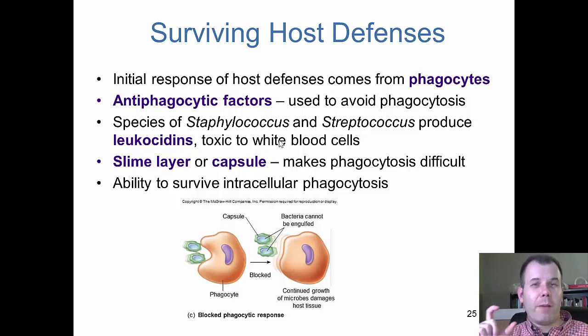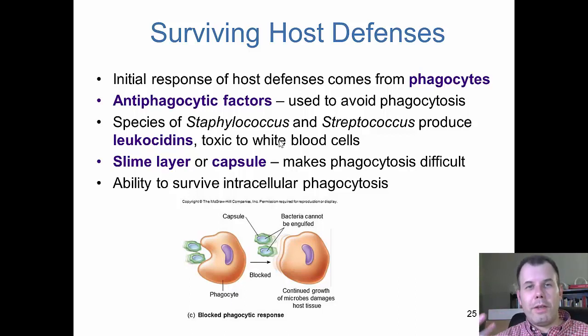We talked about the capsules around the bacteria. Not all bacteria have them, but if they have a capsule, that sugar coat around the bacteria, it can't be eaten by the phagocytes. And so that's one way of protecting. Another one is some species produce these leukocidins, which are toxins to your white blood cells, so they kill your immune system. Another thing is the slime layer or capsule, again making phagocytosis difficult. We talked about that.